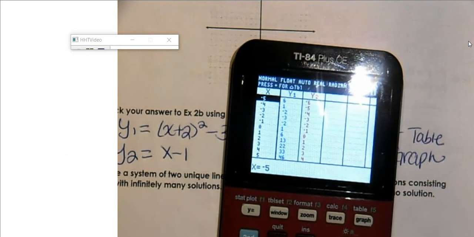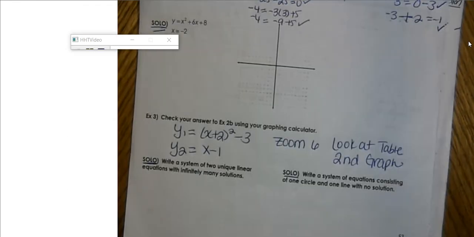There are 2 more problems, and they are both solo questions, and we will do those problems next time I see you in class. So that concludes today's lesson.